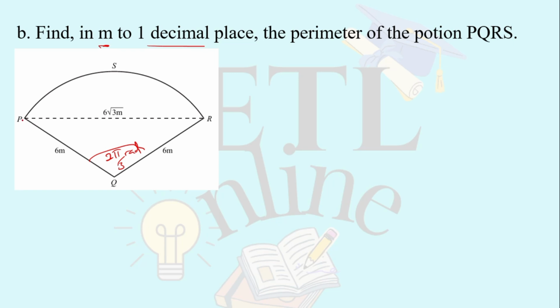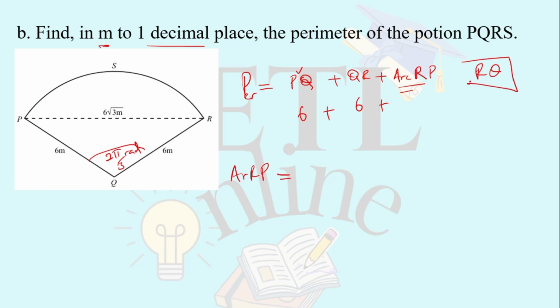So our perimeter is going to be PQ plus QR plus arc RP. So this is our arc. Now you can see that PQ is 6 plus QR is 6. What we have to find is arc RP. So let's find arc RP. How do we find the length of the arc? We already know that we just have to use the formula r theta. So this is the formula for an arc length.